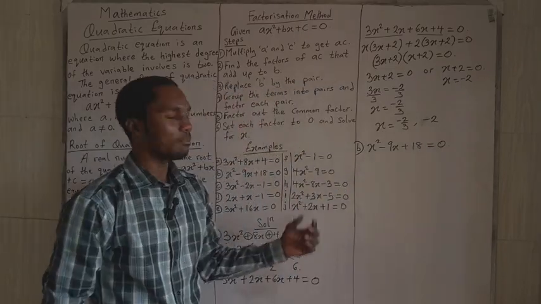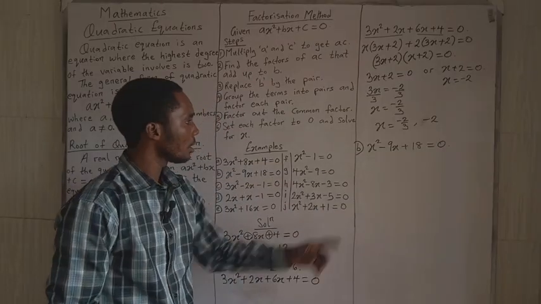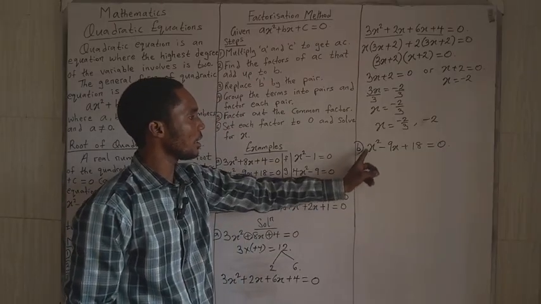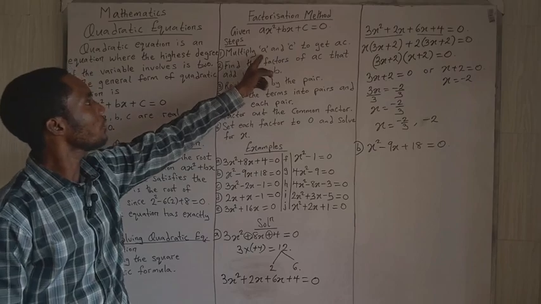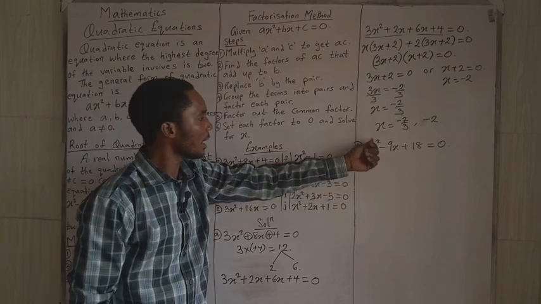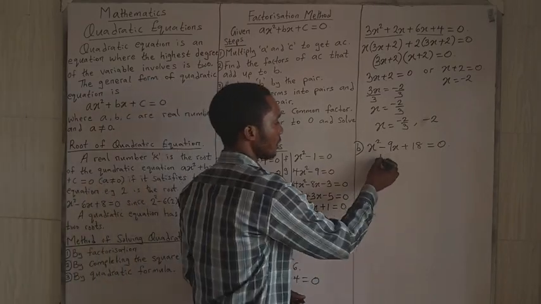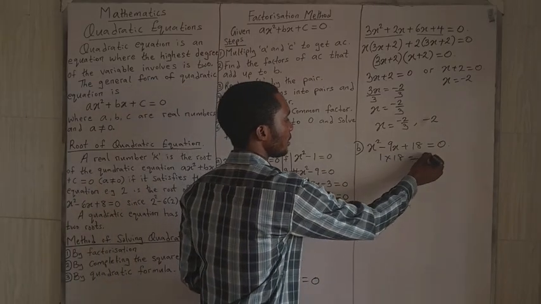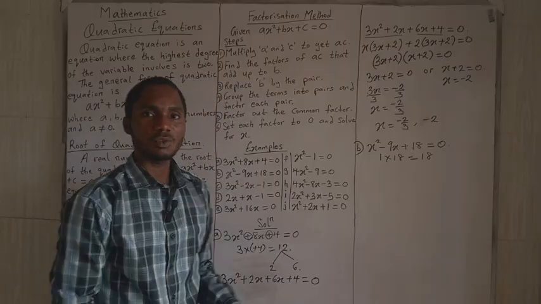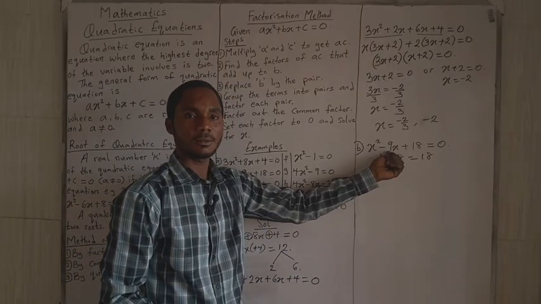Next example, we have this to be b. We have x squared minus 9x plus 18 equals 0. The coefficient of x squared here is 1. Multiply a and c to get ac. And a is the coefficient of x squared. The coefficient of x squared here is 1 times 18. That is 18. Next is to find the pair of factors that sum up to minus 9.